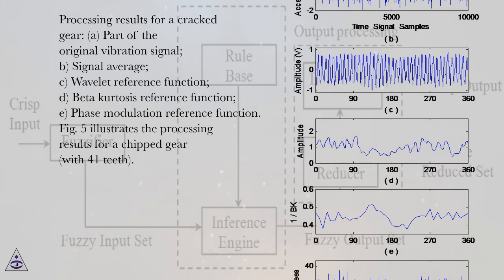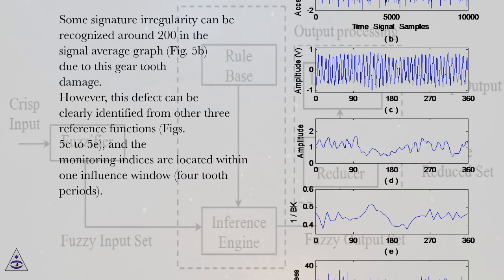Figure 5 illustrates the processing results for a chipped gear, with 41 teeth. Some signature irregularity can be recognized around 200 in the signal average graph, figure 5b, due to this gear tooth damage. However, this defect can be clearly identified from the other three reference functions, figs 5c to 5e, and the monitoring indices are located within one influence window, 4 tooth periods.